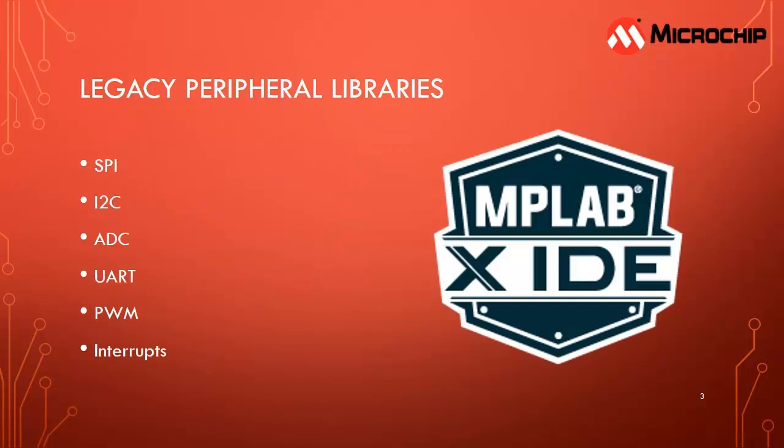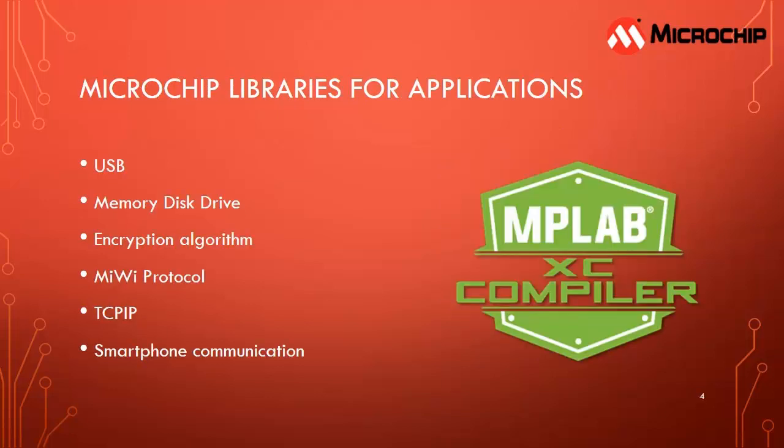First of all, we have the MPLAB X IDE with the legacy peripheral libraries, which include the SPI protocol, I2C protocol, analog to digital converter, UART communication, PWM, and internal interrupts. In addition, we created the Microchip libraries for applications. Just as legacy peripheral libraries, all the configurations are already done to make the development more efficient. This includes the USB protocol, memory disk drive communication, encryption algorithms, MiWi protocol, TCP/IP, and smartphone communication.